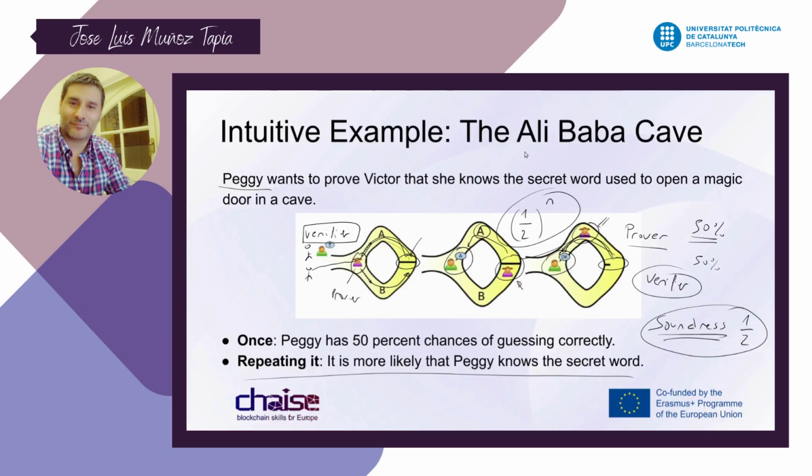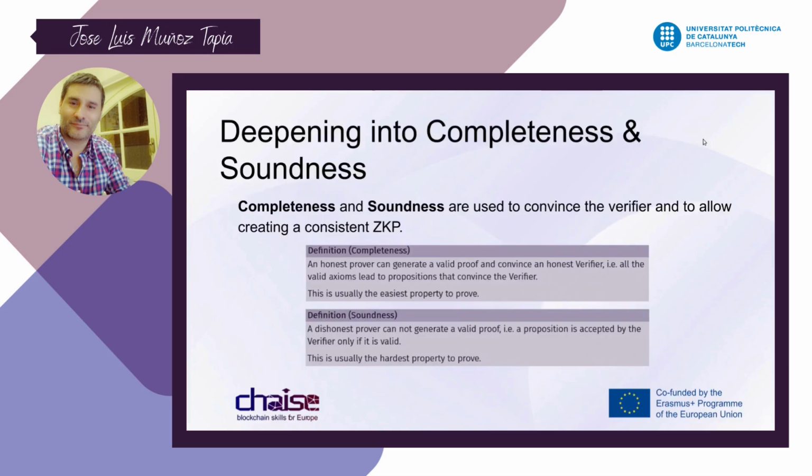Now we can define in a more precise way the 3 properties, which are completeness, soundness, and zero knowledge. To start, completeness means that an honest prover can convince an honest verifier. It means that there is a protocol that can be run, and both parties are honest.